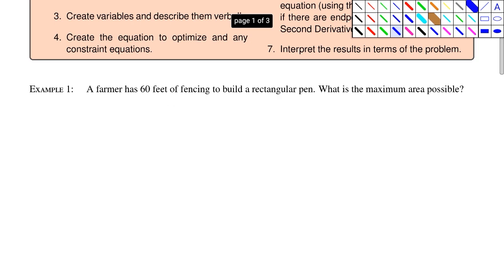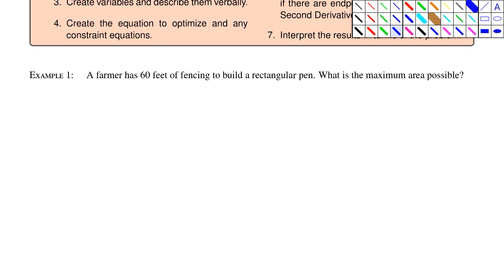So example number 1, a farmer has 60 feet of fencing to build a rectangular pen. What is the maximum area possible? So we're going to have a rectangular pen, like so. And let me go ahead and denote the length as x and the width as y. And so the sides across for those are the same as well, x and y. That was step number 2.